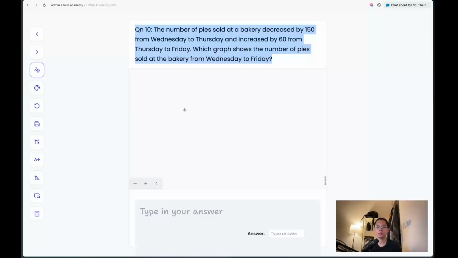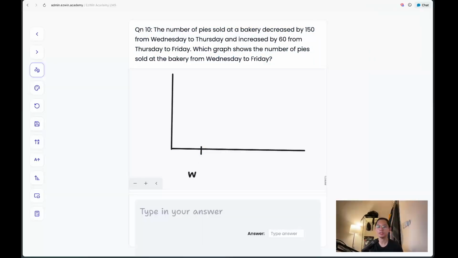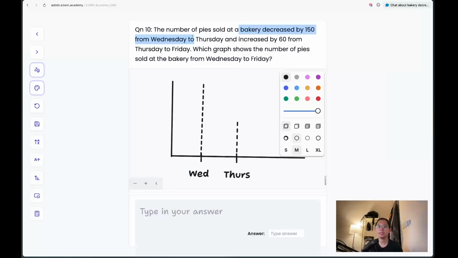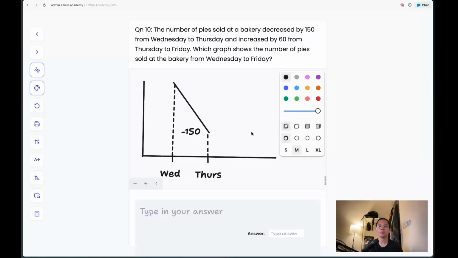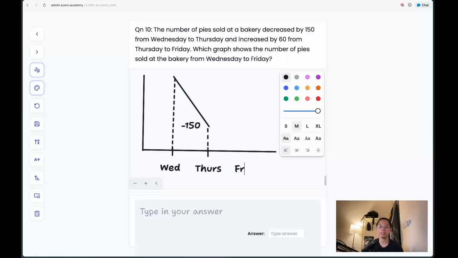So if I were to draw a simple graph over here, and then just zoom this in, we will have, for example, this is Wednesday, WED, short form for Wednesday. And then we also have Thursday in this part as well. So it says here the bakery decreased by 150. So that means the line will look something like this, right? So this is in a way minus 150. Now, from Thursday to Friday, something like this.